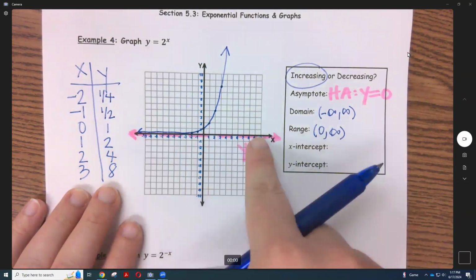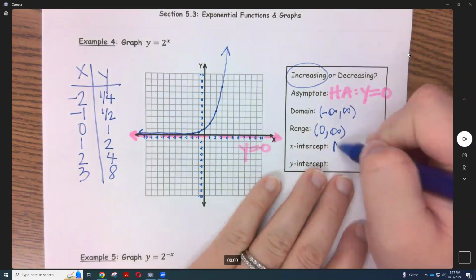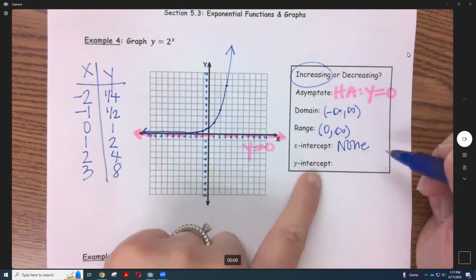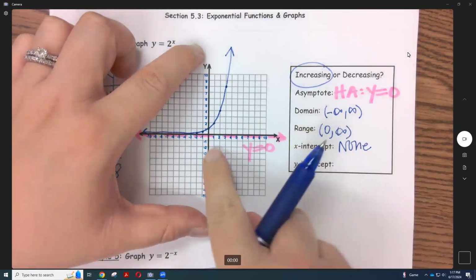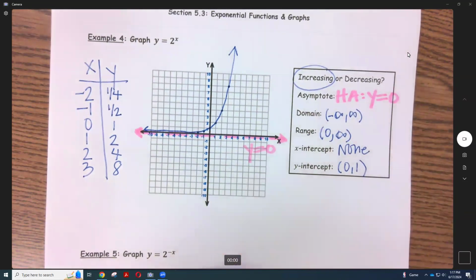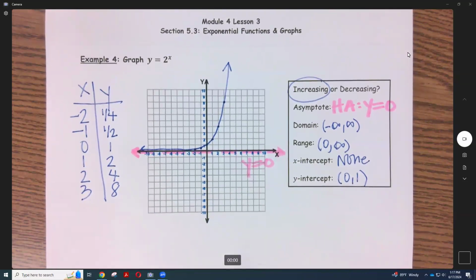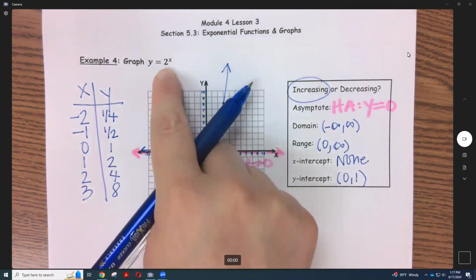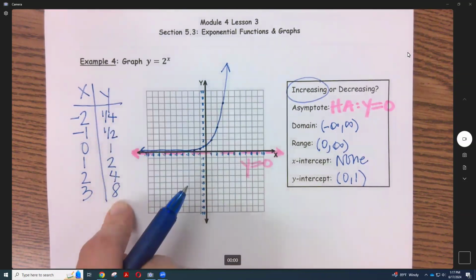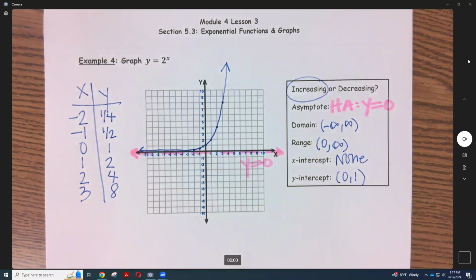Because I have a horizontal asymptote on my x-axis, I have no x-intercepts. But my y-intercept is where? At (0, 1). Okay, so let's look at how this can vary as the base changes. We said here, because I have a base of 2, these numbers are doubling. So when I have a base of 3, what's going to happen to my graph? Well, let's pull it up.